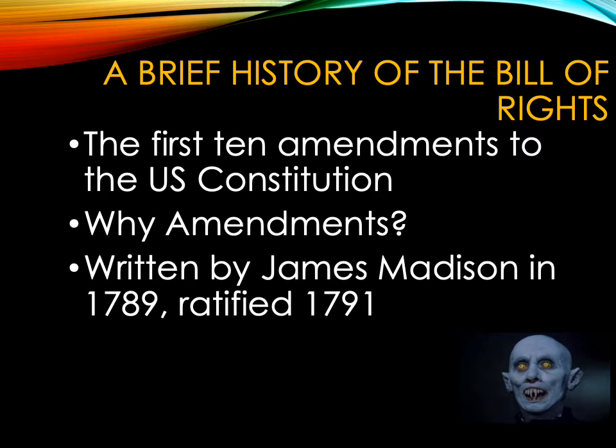The Bill of Rights was written by James Madison in 1789, within the first session of the first Congress of the new United States under the newly ratified Constitution. It took a while for it to be ratified, but it was ratified on December 15th, 1791, and that's why there's a picture of a vampire there in the corner.